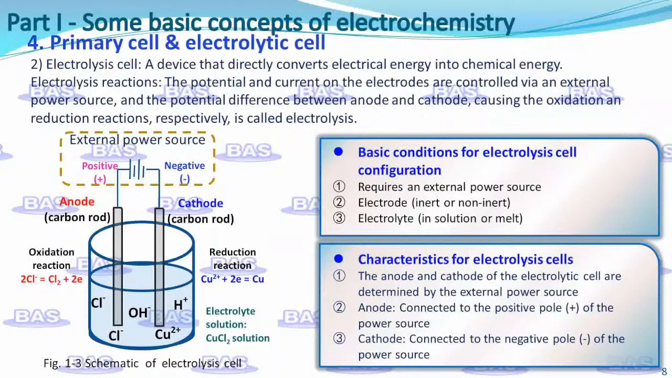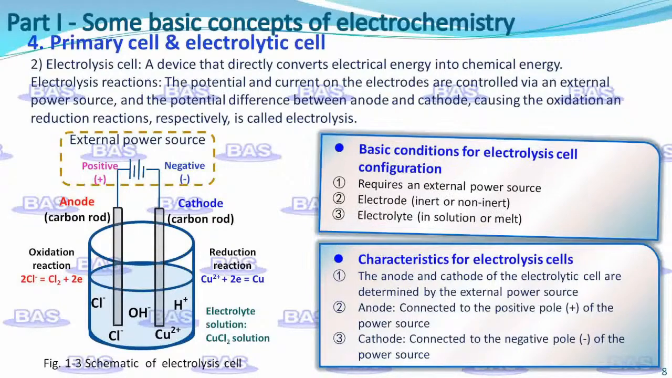When the external power source is turned on, an oxidation reaction occurs on the left carbon rod electrode, causing the chloride ion to lose electrons and become chlorine gas, making this carbon rod electrode the anode of the electrolytic cell. At the same time, a reduction reaction occurs on the right carbon rod electrode, and the copper ion gains electrons to become metallic copper, which is deposited on the right carbon rod. This carbon rod electrode is the cathode of the electrolytic cell.